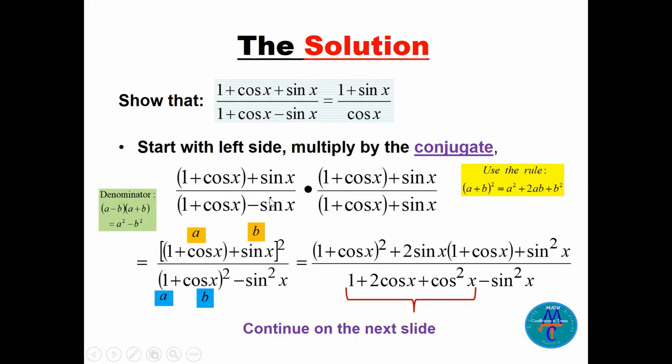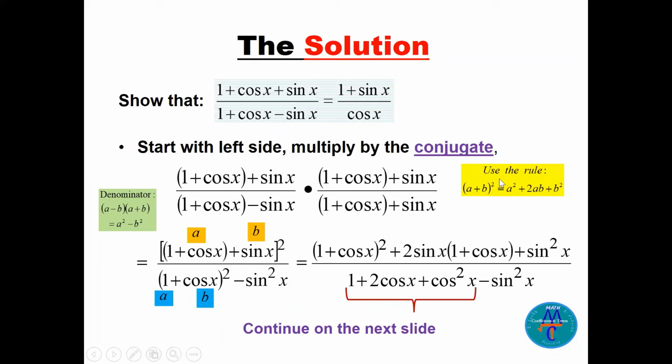See, this is the whole idea. In the denominator, I put a bracket around 1 plus cosine of x, then I multiply by the conjugate. So this is like a minus b becomes a plus b, the conjugate. I multiply up and down by the conjugate. Now in the numerator, we see 1 plus cosine of x, 1 plus cosine of x. This is like a plus sine of x, all squared.